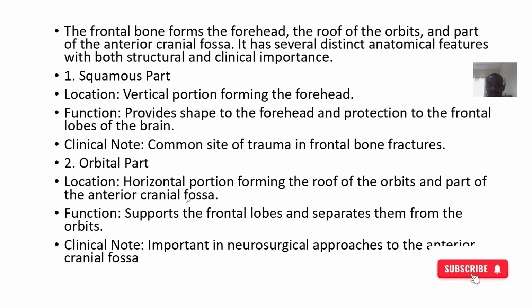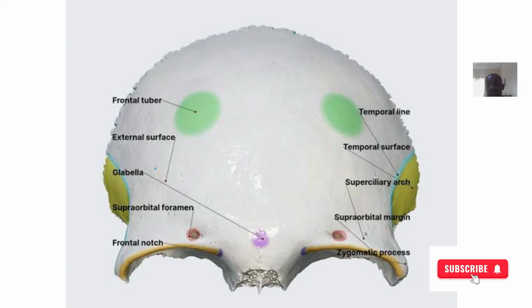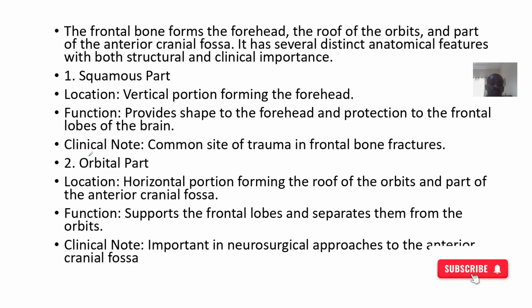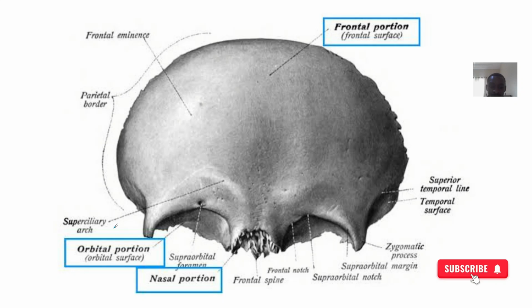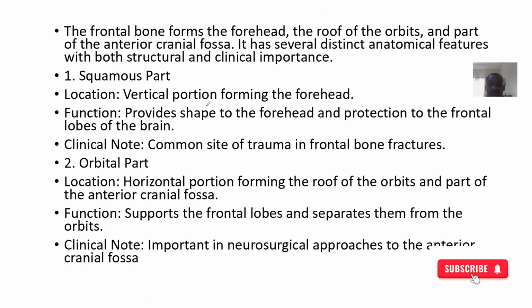What we have here is it serves as a forehead and the roof of the orbit, and also part of the anterior cranial fossa. So the squamous part, we see that is a vertical portion that forms the forehead. It provides shape to the forehead and protection to the frontal lobe of the brain. And if there is a fracture there, it can affect the brain.